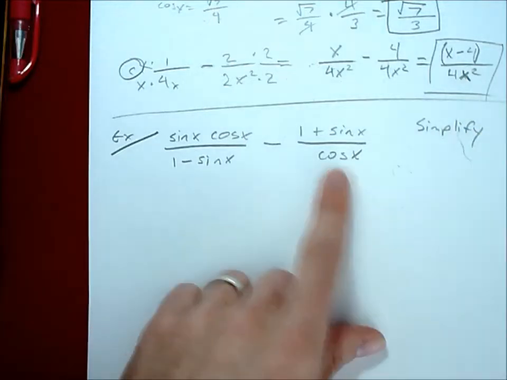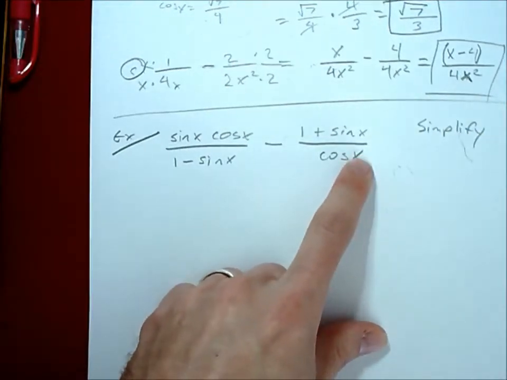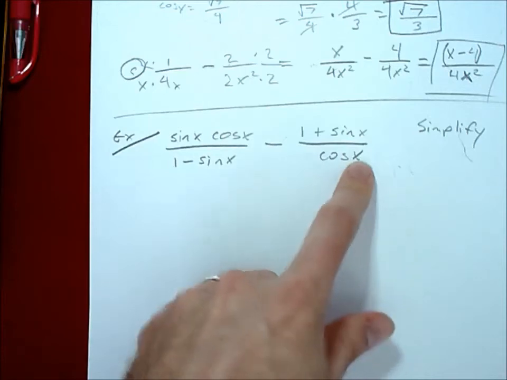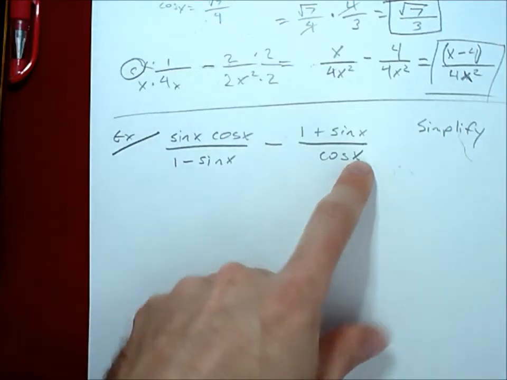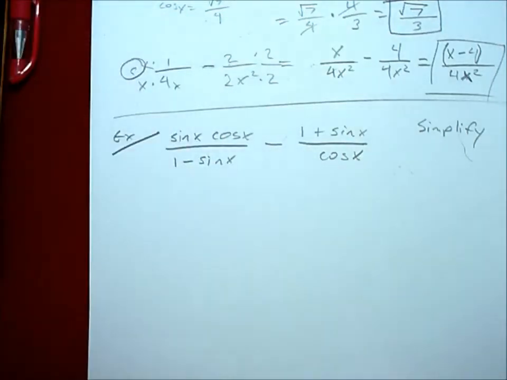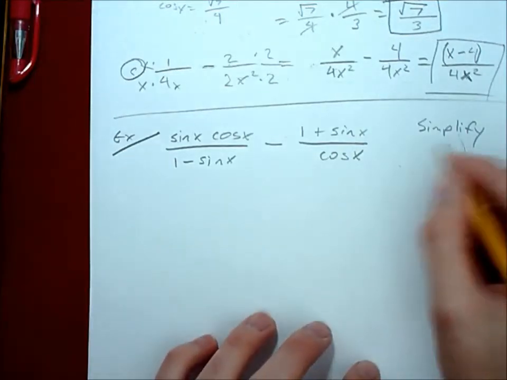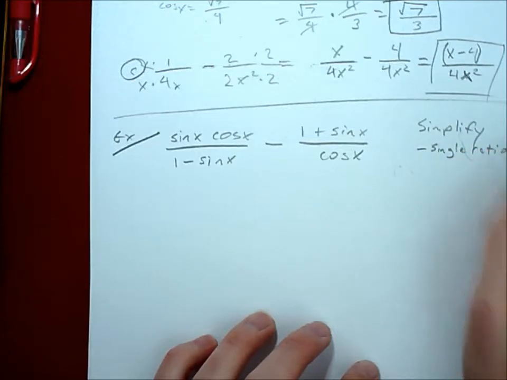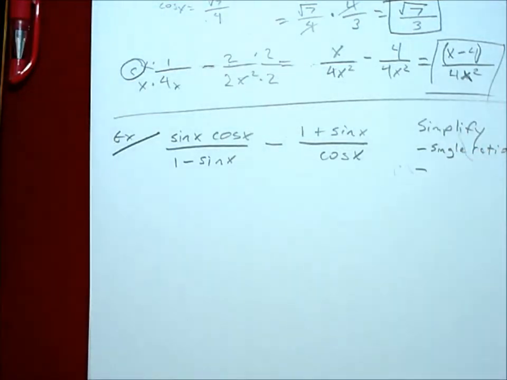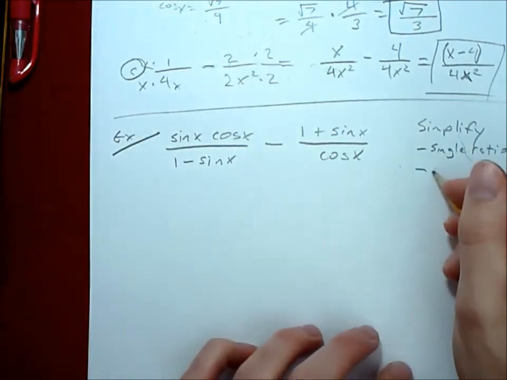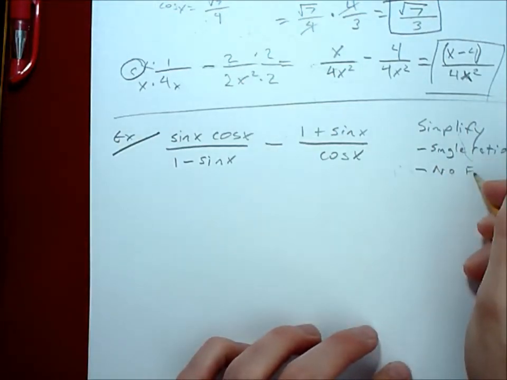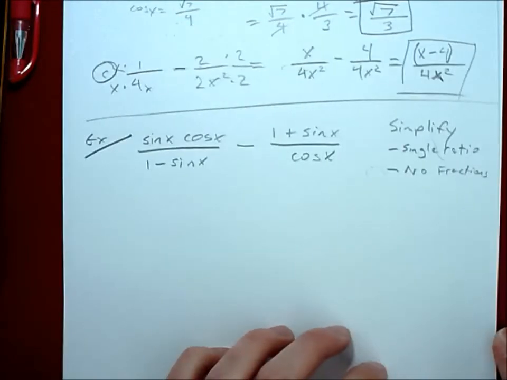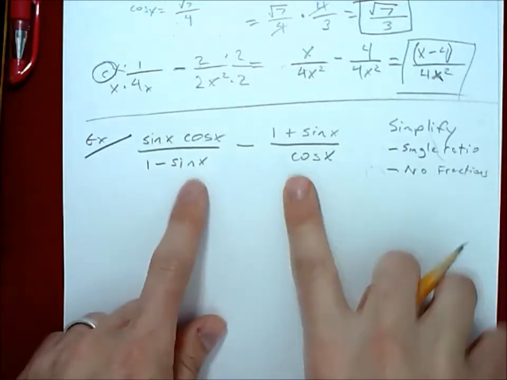We're not trying to solve for x. We're not going to get an answer of x equals 3 or something like that. When we simplify, what do we want our final answer to look like? Do you remember? Yeah, a single trig ratio of some sort, and preferably with no fractions. That's going to be our goal. Obviously, we're not there yet.